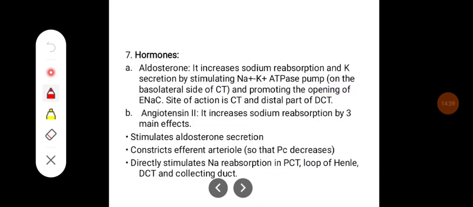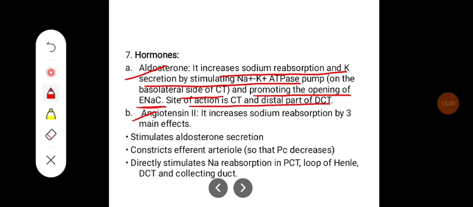Then we have hormones like aldosterone and angiotensin II. Aldosterone increases the sodium reabsorption and potassium secretion by stimulating sodium potassium ATPase pump on the basolateral side of the collecting duct and promoting the opening of epithelial sodium channels. Site of action is collecting duct and distal part of the DCT.